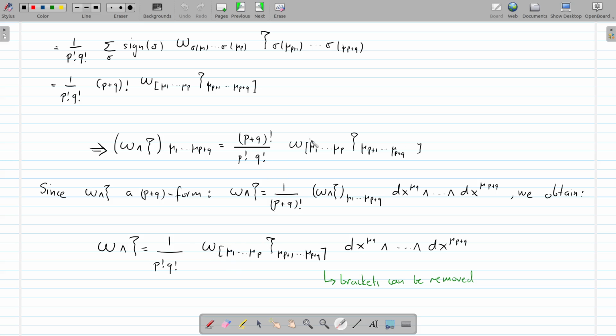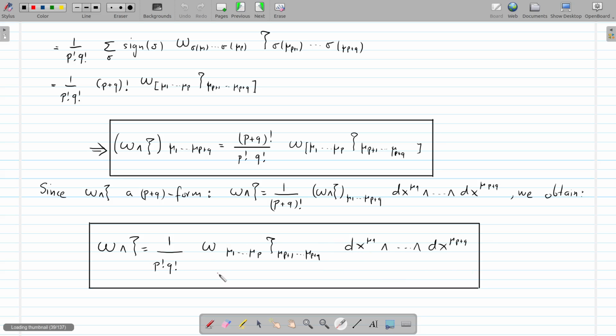Of course, here we have those brackets, but because the wedge product selects only the antisymmetric part of an expression, we can remove the brackets from this equation here. So whether you put them or not, the result is the same. So we have two expressions here. The components of omega wedge xi is given by this equation, and omega wedge xi expressed in terms of a coordinate basis is given by this equation here.